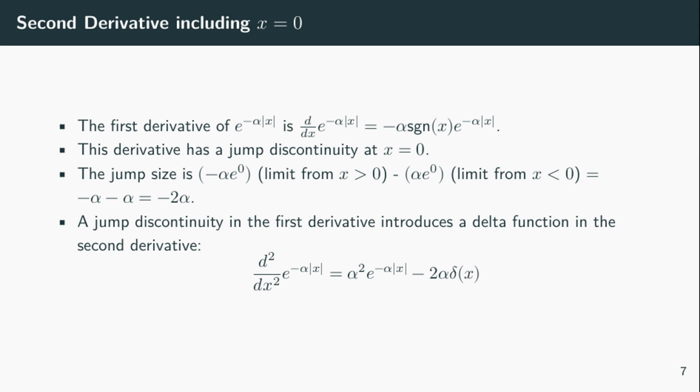Looking at the limit from the positive side gives minus alpha, while from the negative side we get plus alpha. This means the size of the jump is minus 2 alpha. A key concept in distributional calculus is that a jump discontinuity in the first derivative introduces a delta function in the second derivative proportional to the jump size. Therefore, the second derivative is the expression we found away from 0 plus a term at x equals 0. Since the jump was minus 2 alpha, this added term is minus 2 alpha times the delta function of x.